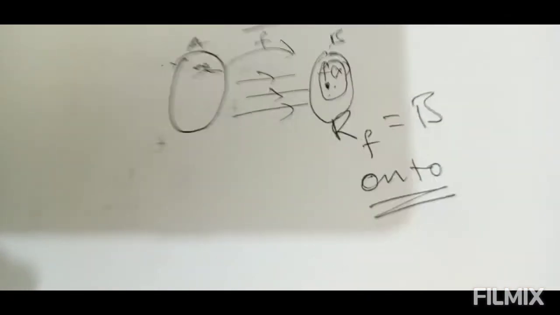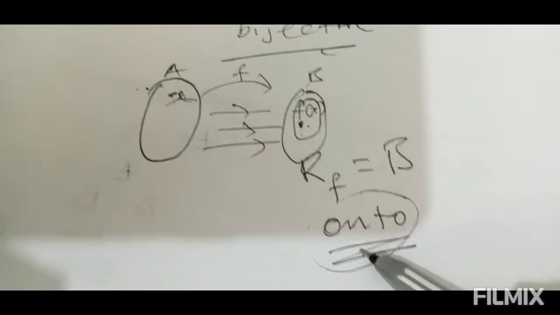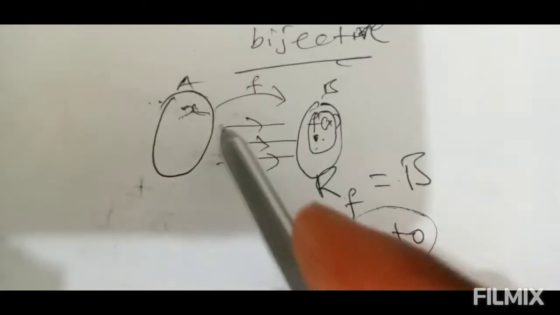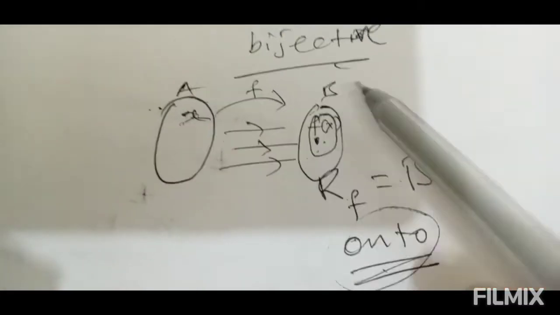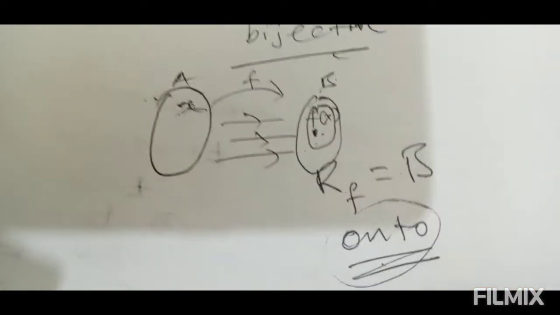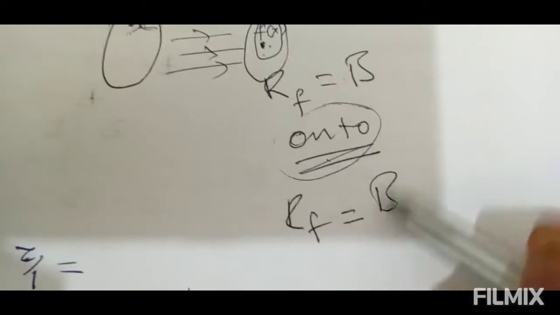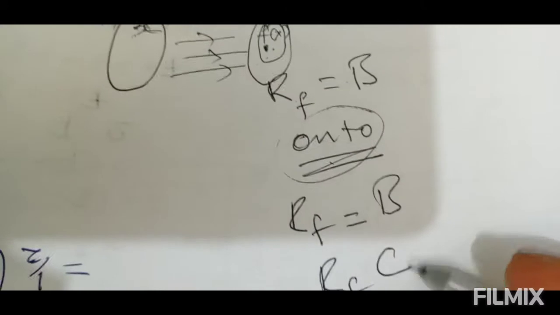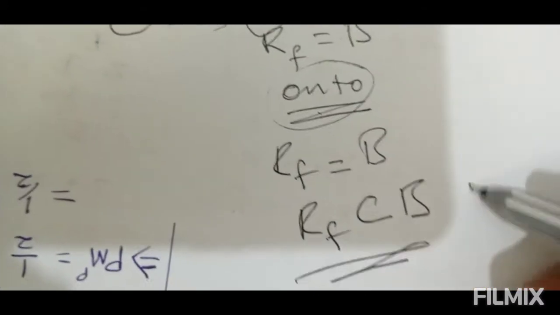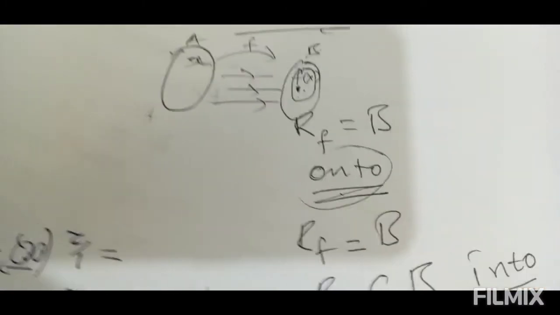If the range of f is equal to B, then the function is onto, okay? The range is this set within B, but if the range of f is equal to B, then the function is onto. Otherwise, the range of f is a subset of B, for an into function or the injective function.